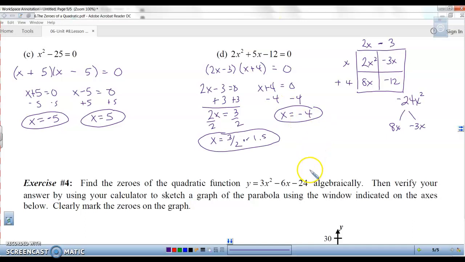So this is all stuff that we've done before. I mean, it's nothing new. All we're doing is setting each factor equal to 0 to solve.